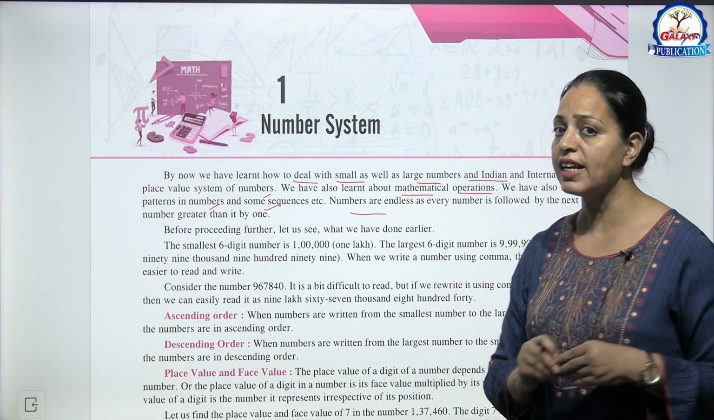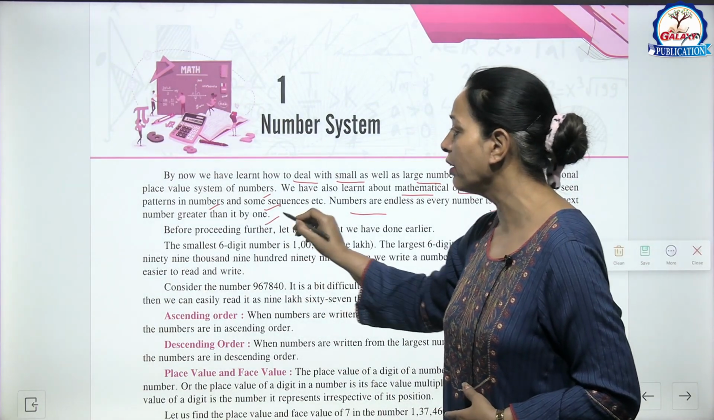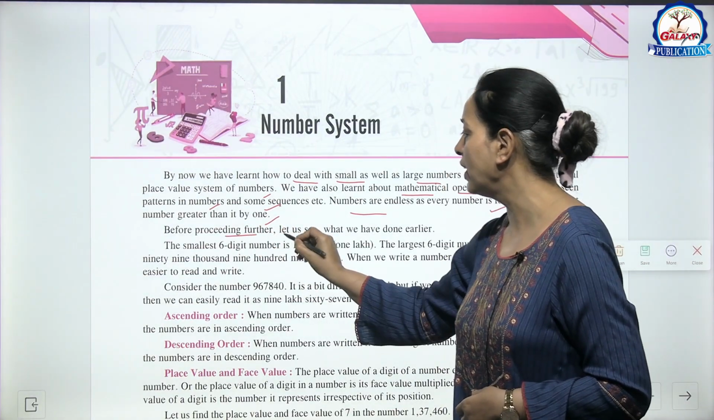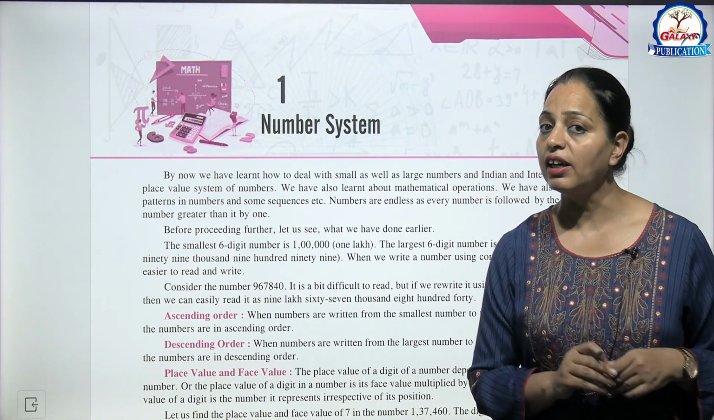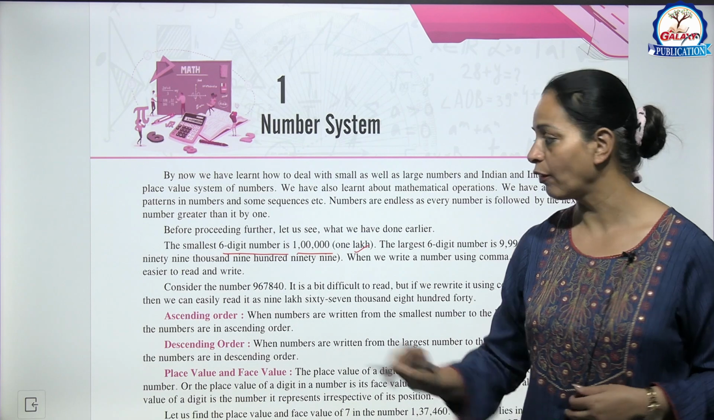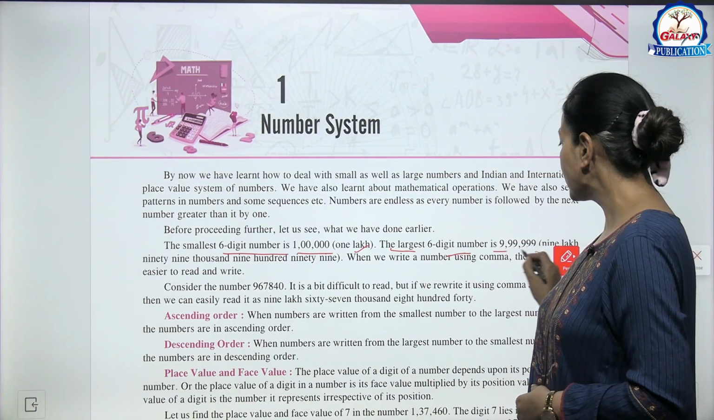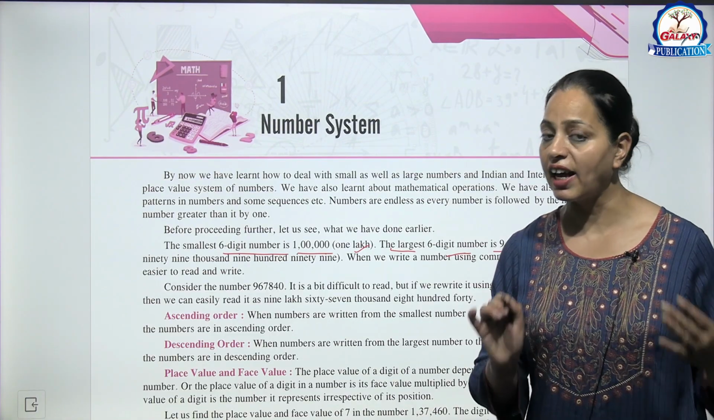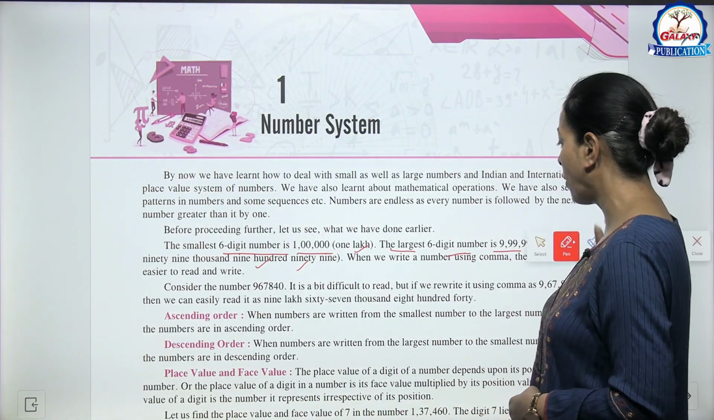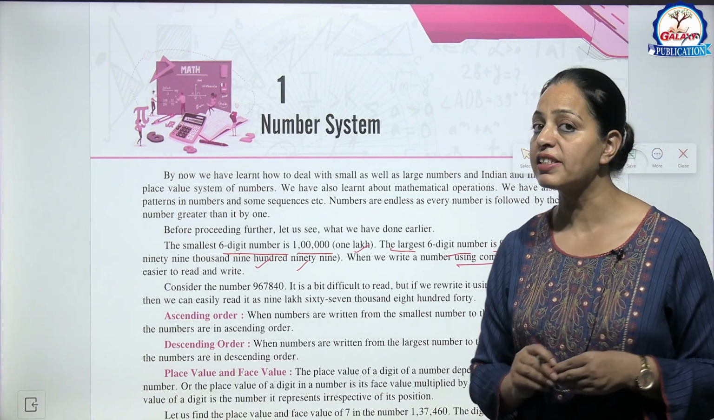Numbers are endless as every number is followed by the next number greater than it by 1. So, before proceeding further, let us see what we have done earlier. The smallest 6-digit number is, we know, 1 lakh, 1 and 5 zeros. The largest 6-digit number is 6 times 9, that means 9,99,999. When we write a number using commas, it becomes easier to read and write.